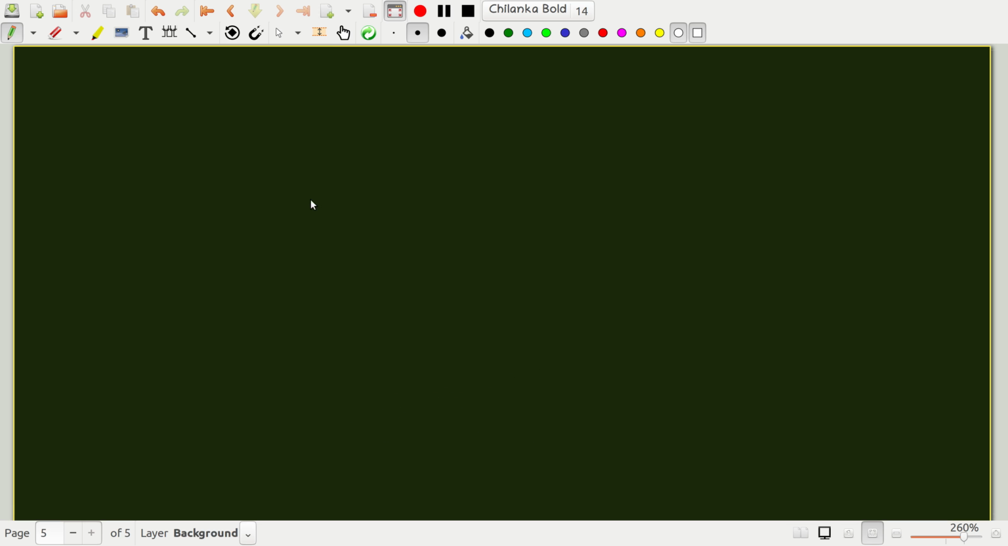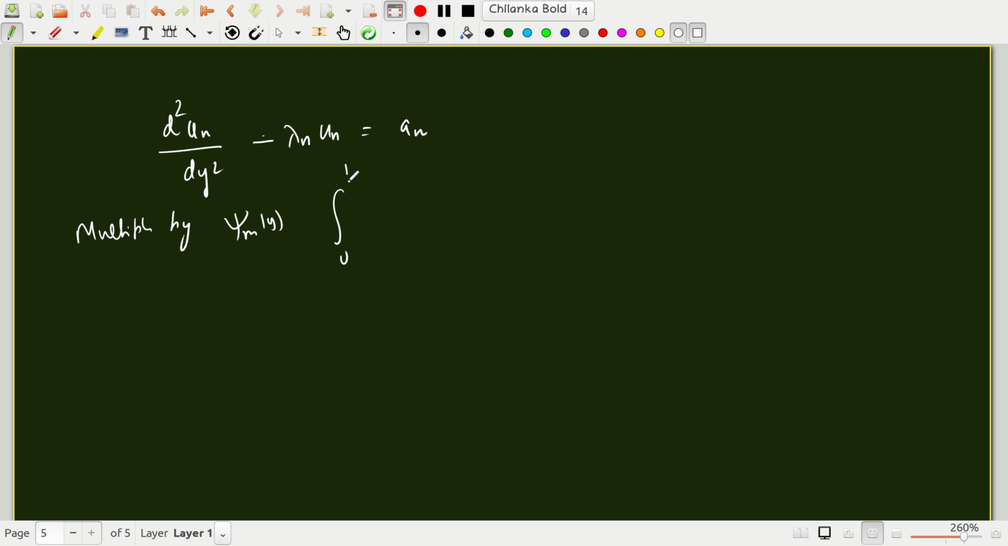Okay, now again we have this equation, d squared un by dy squared minus lambda n un is an. I'm going to multiply by psi m of y and integrate between 0 to b dx of the entire equation.